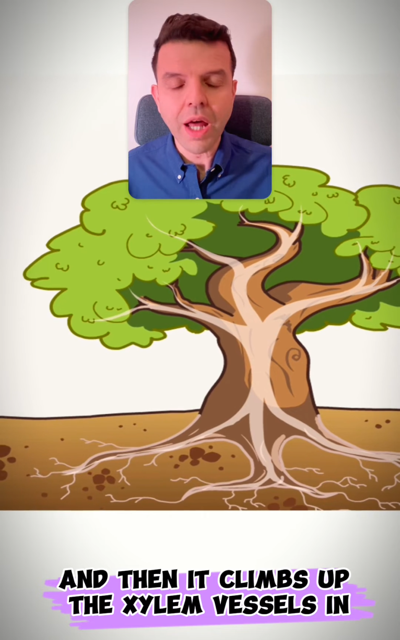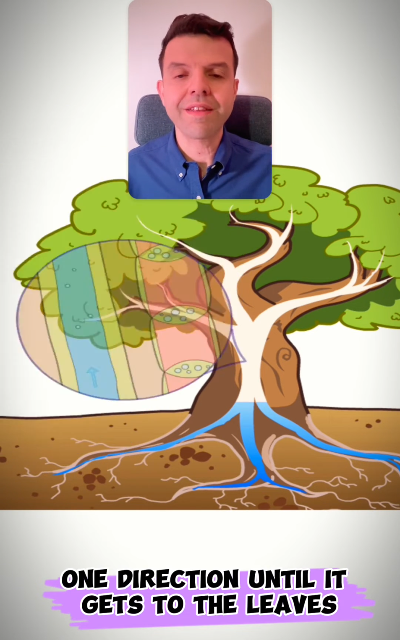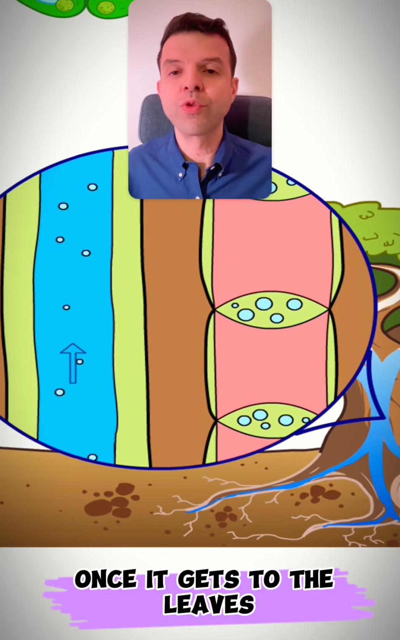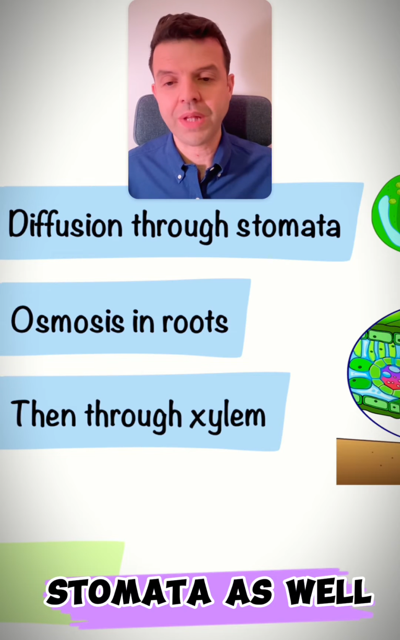osmosis, and then it climbs up the xylem vessel in one direction until it gets to the leaves. Once it gets to the leaves, it would be transpired or lost through the stomata as well.